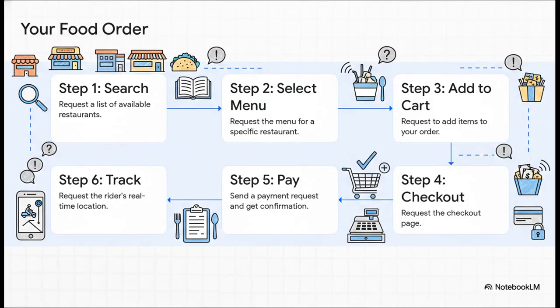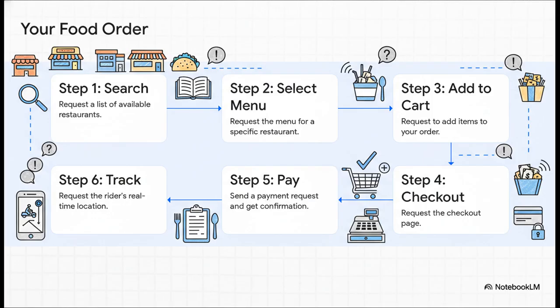So look at this journey. First, you search for McDonald's, right? The app shows you a list. Then you pick one, and it shows you the whole menu. You add your fries, your burger, the app confirms it's in the cart. You check out, it gives you payment options, you pay, you get a confirmation, and finally, you can track the rider right to your door.